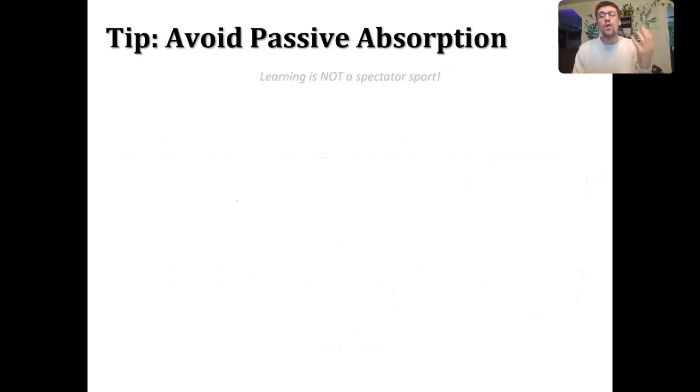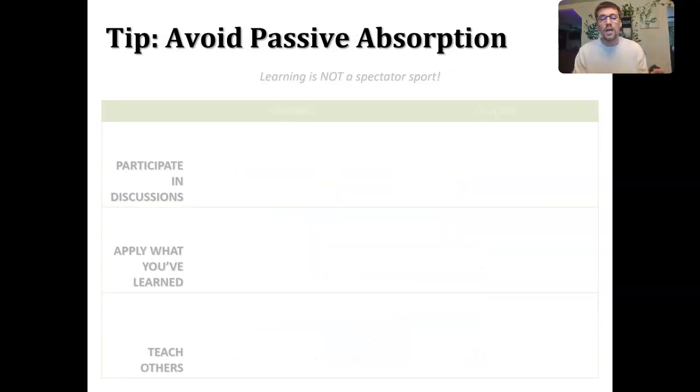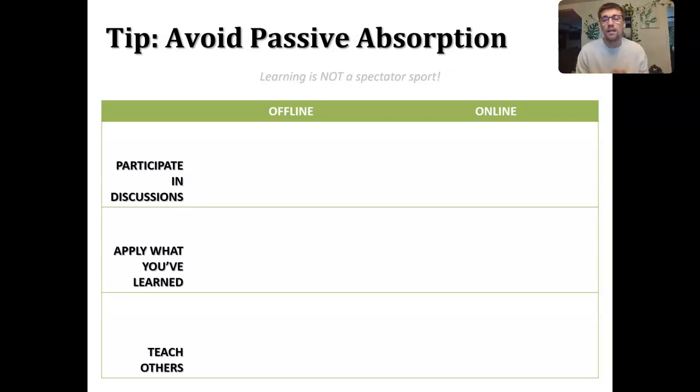And so when you approach learning through passive absorption, you're actually only retaining about 5% of what it is that you're trying to learn, right? So if you're watching a mini lecture for something and you're only giving passive absorption, if you're just listening to it passively, you're only going to absorb 5% of that content. That is not enough. So in this video, we're going to talk about what you can do both in your online classes and your offline classes to avoid passive absorption by doing things that are more active, such as participating in the discussions, applying what you've learned, and teaching others.